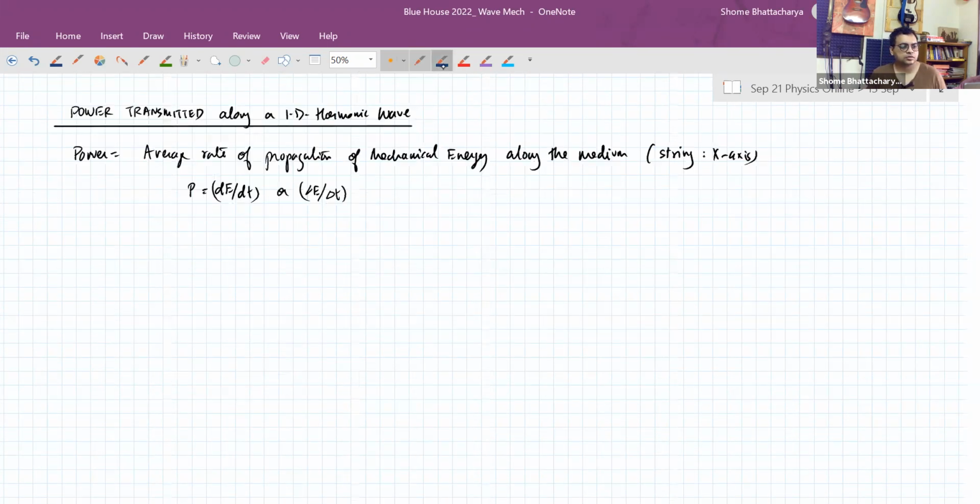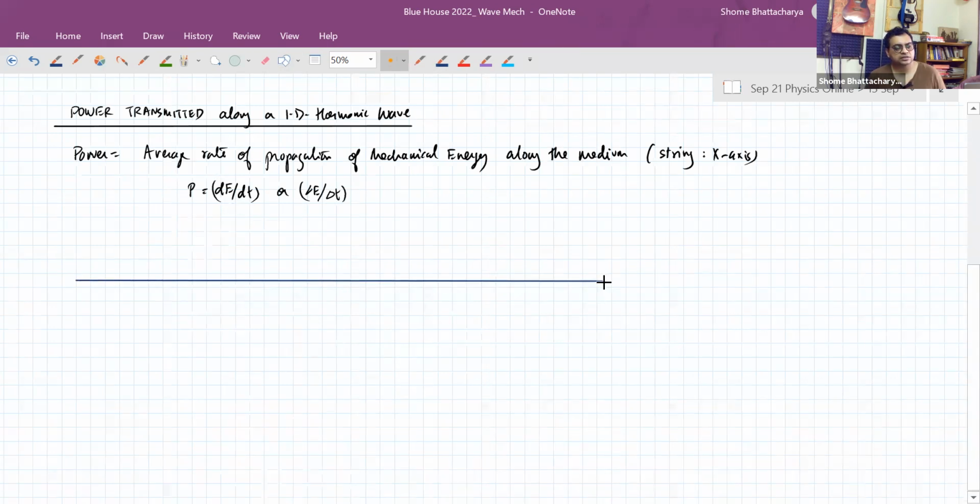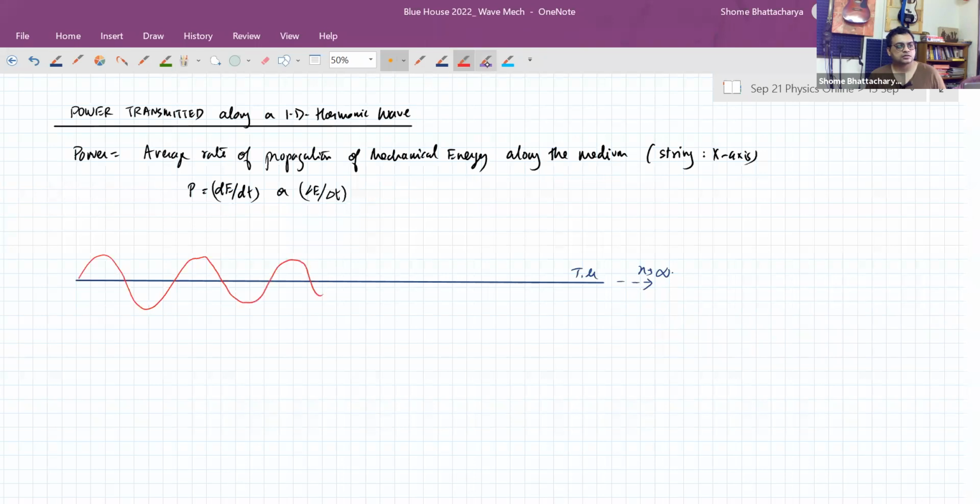So looking at the medium as a string which is under a tension T and has linear mass density mu, infinitely long string, x going to infinity on that side. So if there's a wave propagating along the string such that the wave travels like this at a speed of square root T by mu. So now consider any section of the string like this, which is of length dx at a distance x from the origin.